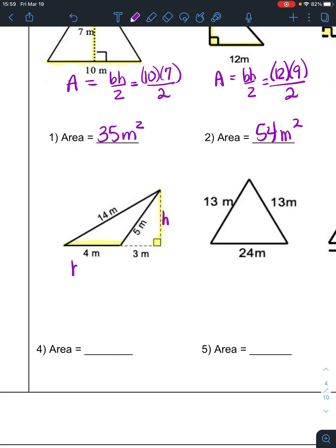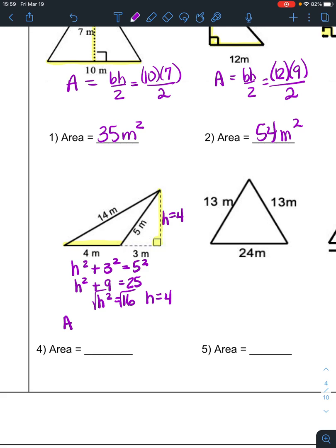So if I need my height, then my height squared plus 3 squared is equal to the hypotenuse squared. My Pythagorean theorem again, anytime you've got right triangles, that comes in handy. So we have h squared plus 9 equals 25, or h squared is equal to 16. Square root and square root. So we find out that our height is 4. Now we have what we need.